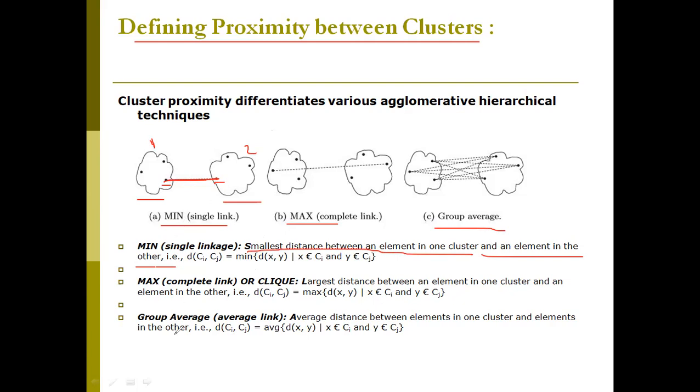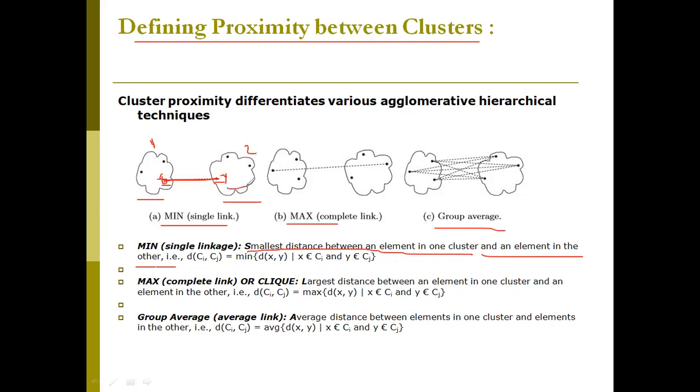That is represented by using the distance D(Ci, Cj), where Ci is the first cluster and Cj is the second cluster. That equals the minimum of D(x, y), where x is one data point in cluster 1 and y is another data point in cluster 2. The distance of (x, y), x belongs to Ci and y belongs to Cj.